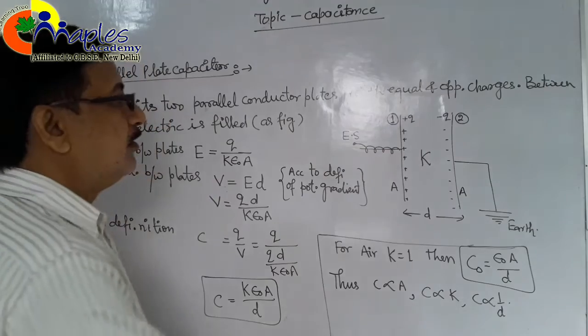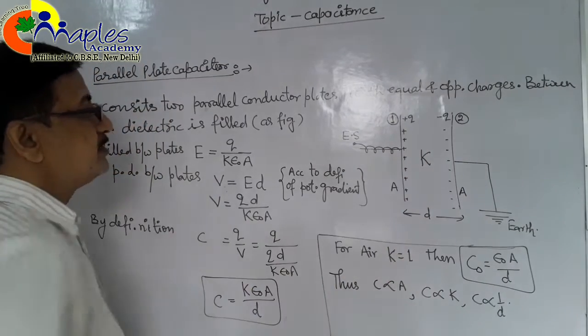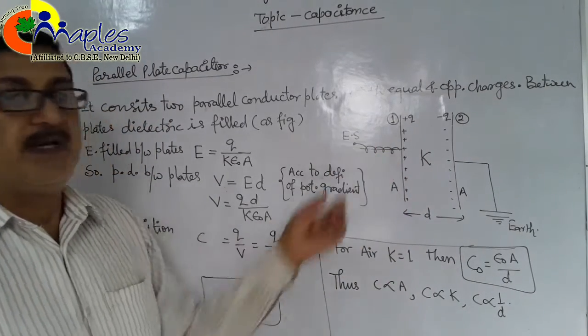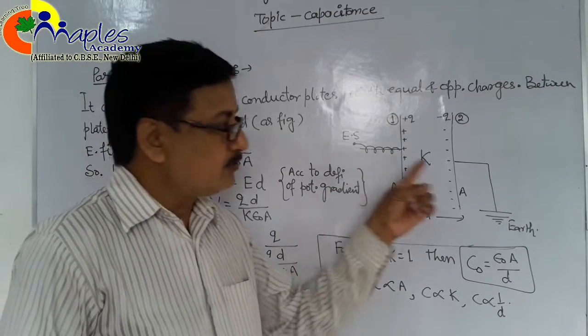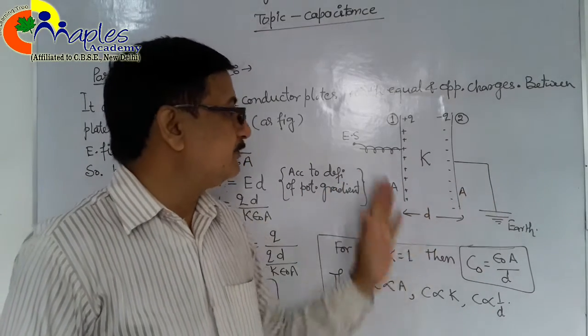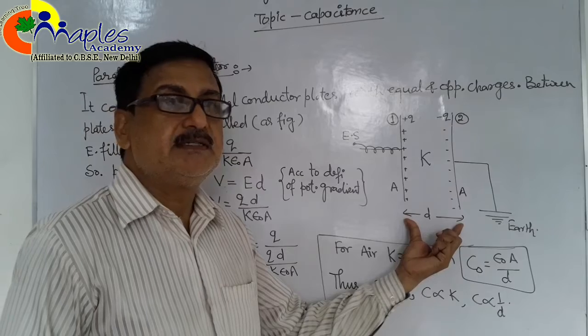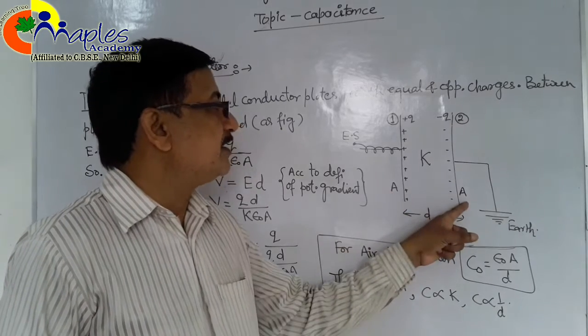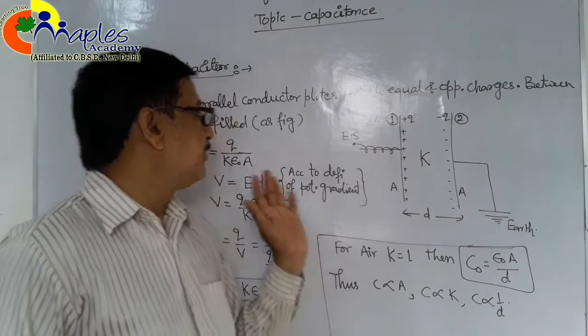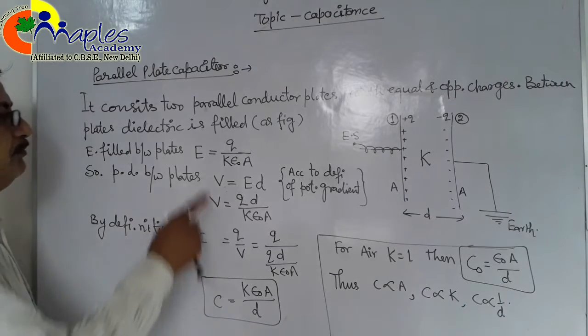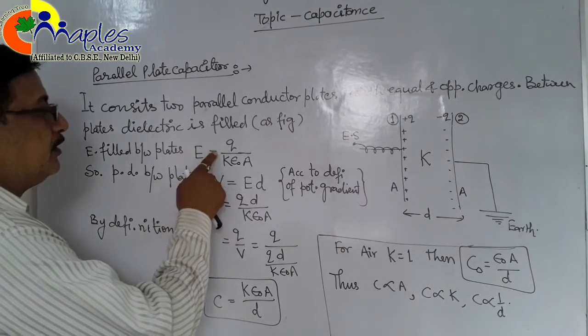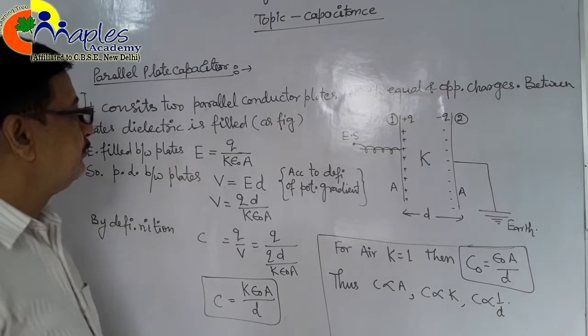Between the plates, often a dielectric is filled. Suppose K is filled. The first plate is connected to an electric source and the second one is connected to the earth. Let the distance between the plates be D and the area of each plate be A, plates 1 and 2. Now the electric field between the plates will be Q upon K epsilon naught A.